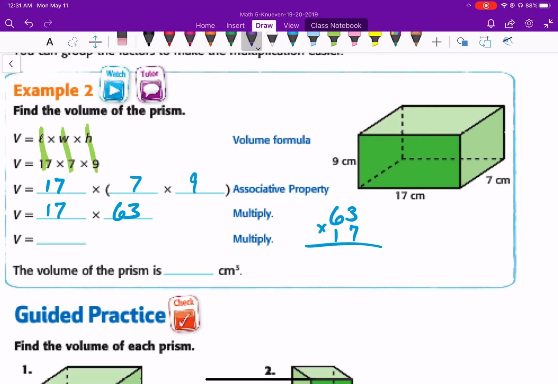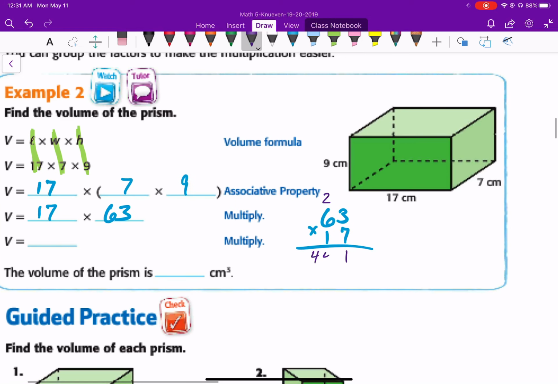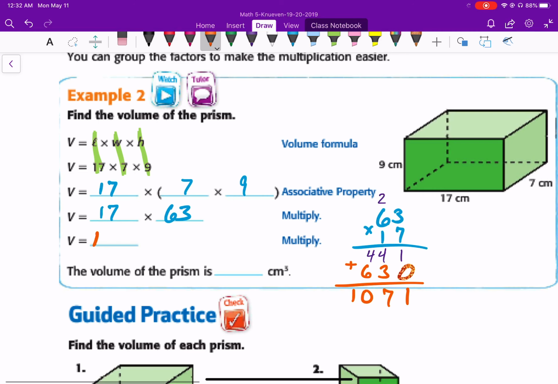7 times 3 is 21. 1 down, carry the 2. 7 times 6 is 42, plus the 2 is 44. Now I'm going to use my placeholder 0. And I continue on and say, 1 times 3 is 3, 1 times 6 is 6. I add: 1 plus 0 is 1, 4 plus 3 is 7, 4 plus 6 is 10. So I have a total volume of 1,071. And I look at my labeling here, so this would be centimeters cubed. So 1,071 centimeters cubed.